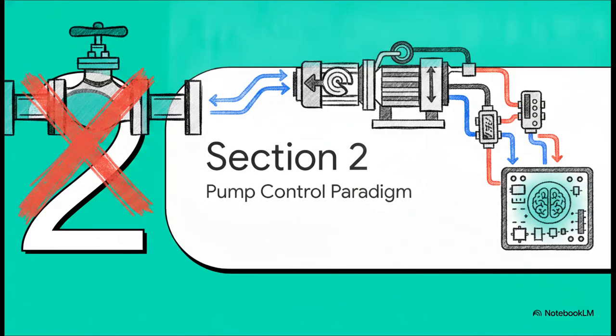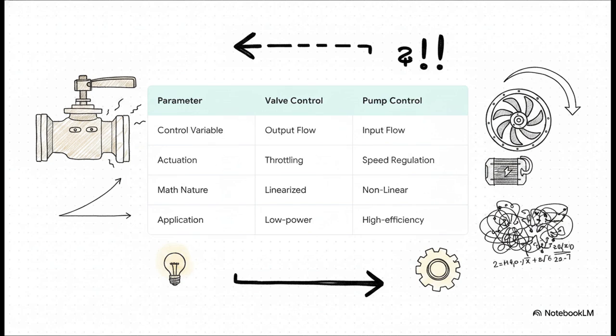Moving on to Section 2, the pump control paradigm. Now, understanding exactly why we're shifting away from those simple valves is absolutely crucial. See, with valve control, our control variable was output flow, actuated by mechanical throttling. Simple, sure, but it wasted a ton of energy. With pump control, our variable flips to input flow, actuated by changing the rotor speed. It's an absolute game changer. It's the standard for modern high-efficiency systems.